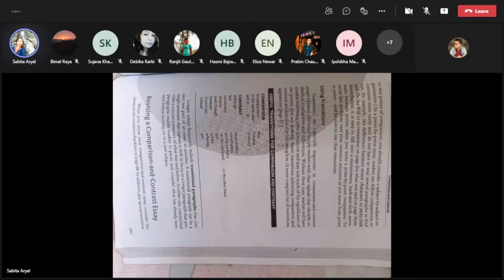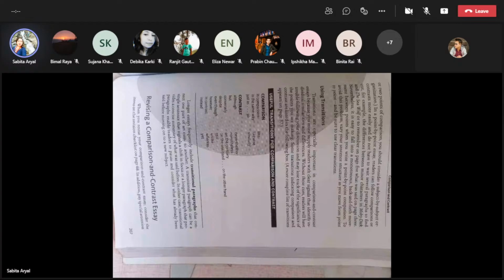Now, longer essays frequently include transitional paragraphs. बीचमा pause हुने paragraphहरु युज हुन्छ longer essaysहरुमा. Longer essays frequently include transitional paragraphs that connect one part of an essay to another. एउटा र अर्कोलाई कनेक्सन गराउँछ. A transitional paragraph can be a single sentence that signals a shift in focus or a longer paragraph that provides a concise summary. Concise means in short. Chotkarima. Concise summary of what was said before.